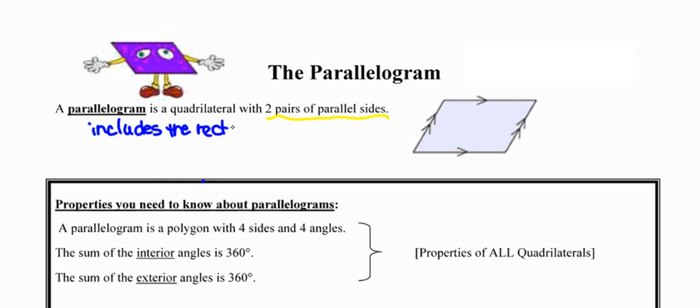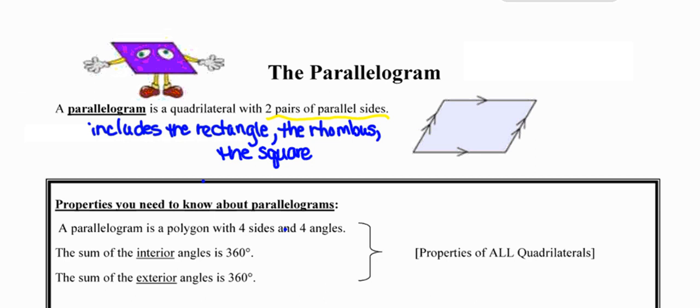The rhombus has two pairs of parallel sides. So it is also a parallelogram. The square has two pairs of parallel sides. So it is also a parallelogram. So there are a lot of different types of parallelograms in the world around us.